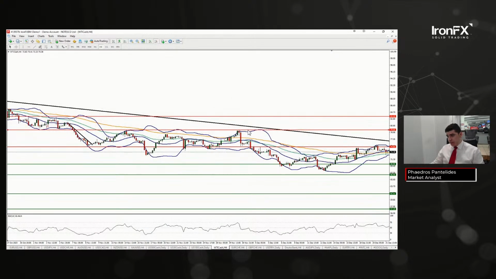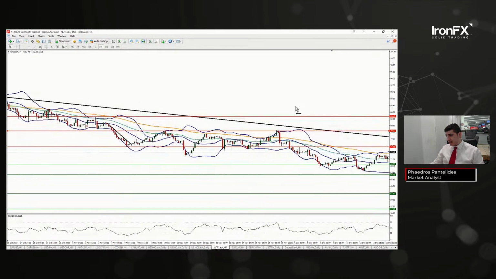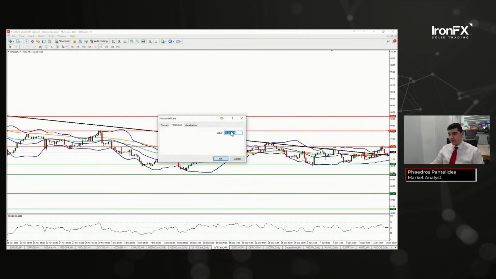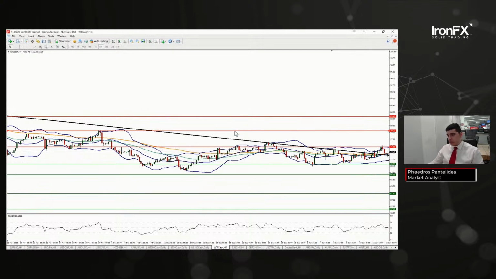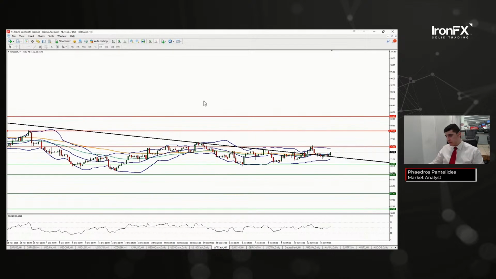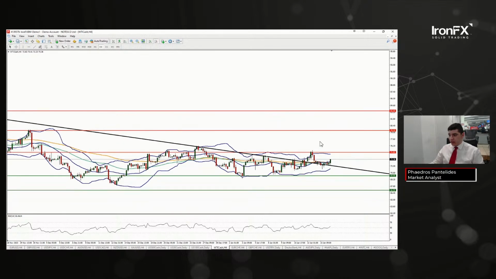Now, R2 could be brought slightly lower at 79.35. We're rounding it up due to the fact that round numbers also have a psychological impact in trading. R3, 83.45. Now, the reason why we brought S1 lower, and I will be showing that right now, you can see this very nice upwards moving trend line being formed. It's broken above the downwards moving trend line and has formed an upwards moving trend line.